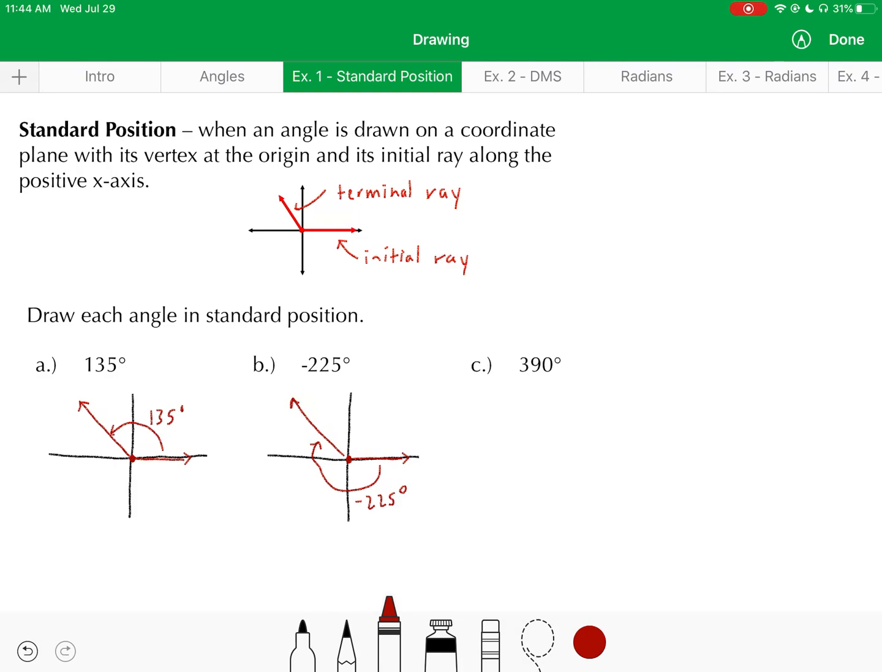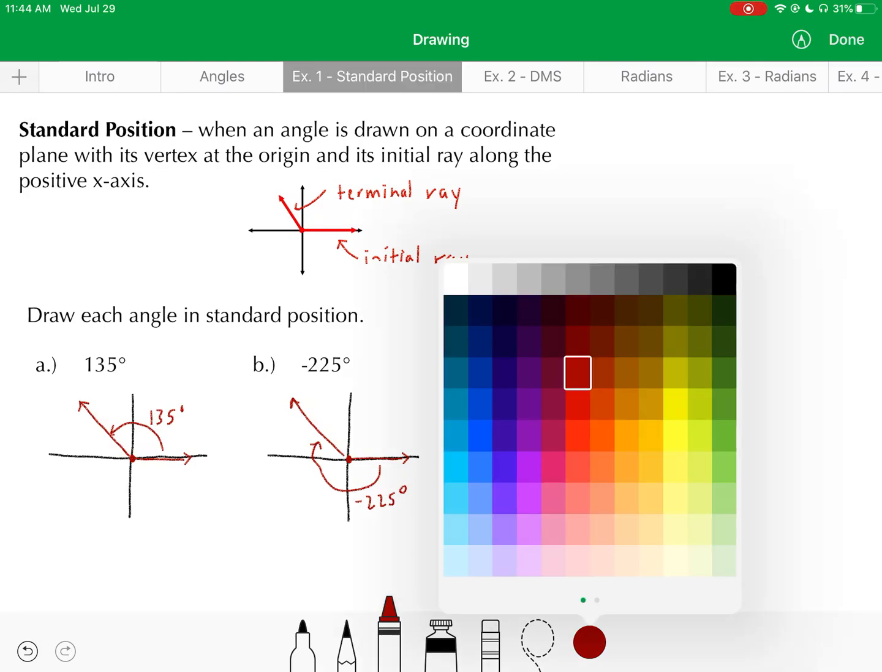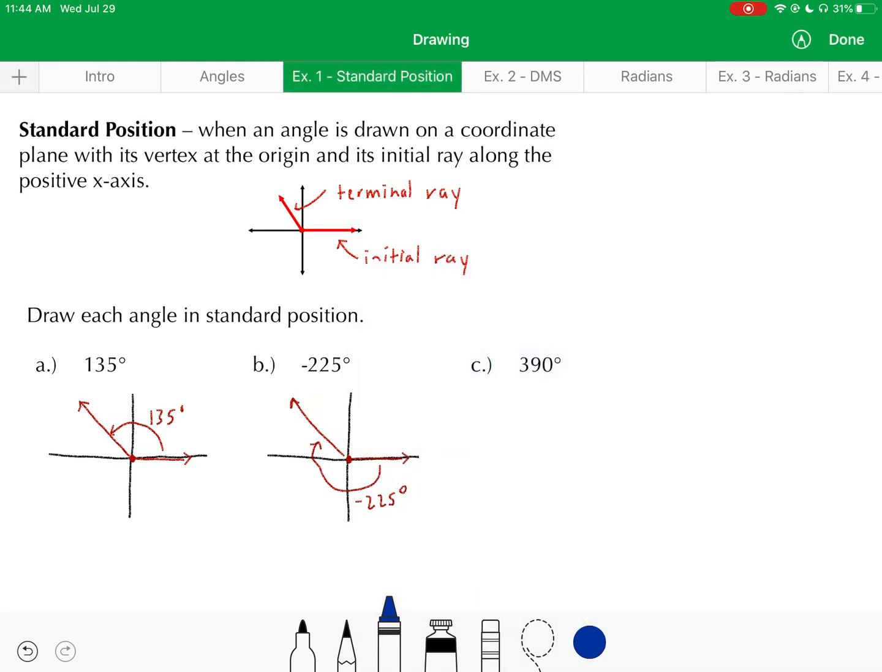And what we want to notice is that the two angles we've drawn so far have their terminal rays in the exact same position, halfway into the second quadrant. So these are considered coterminal angles, which we'll discuss a little bit more later on in this video.